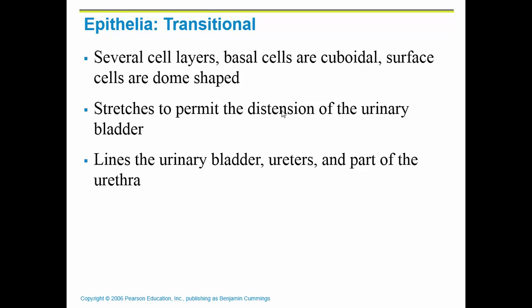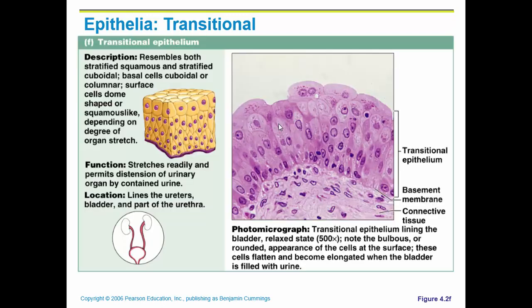And then transitional. Transitional is a unique type of epithelial tissue because it is able to stretch or distend. So your urinary bladder, when it's empty, is very small, but it can blow up like a balloon when it has urine in it. So it allows for the organ to extend or stretch.